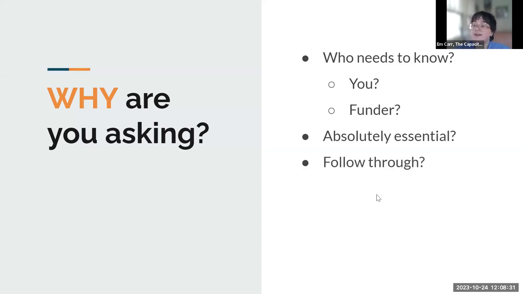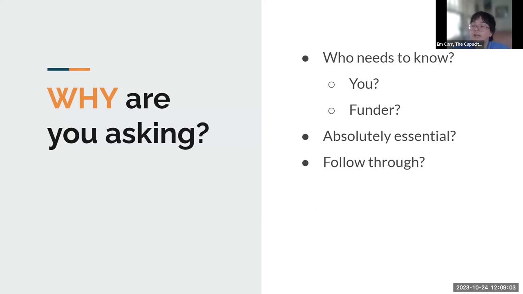Also consider, can you offer follow through? So why are you asking about this? You know, I'll give the example of disability or primary language. Especially if it's not required for reporting. If you're asking about the primary language that someone speaks, but you can't offer interpretation services, it might be misleading. The person might think, oh, great, I'm going to be able to get services in my language. And then that's not actually something you offer. You're just collecting that data point.